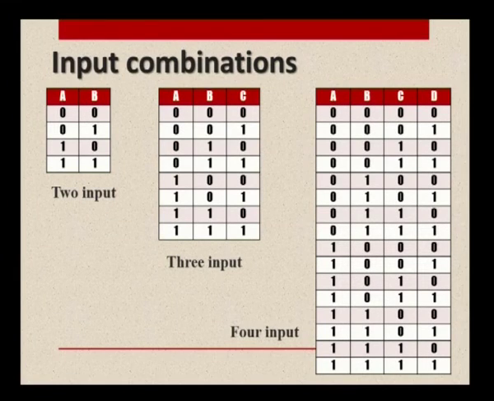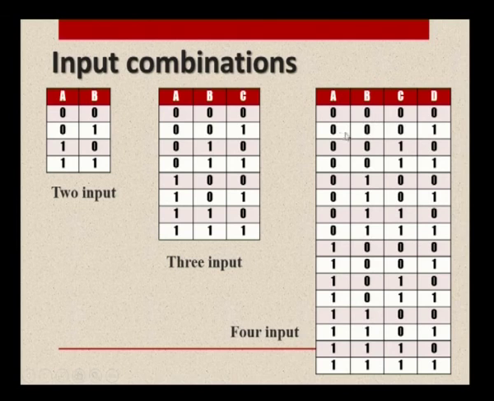For 2 inputs, only 4 combinations are possible. For 3 inputs, the combination becomes 8, and for 4 inputs the combination becomes 16, and so on. Let us have a look at the combinational possibilities for the inputs which I have just mentioned. See, these are the input combinations. For 2 inputs, for A and B, it is 0 0, 0 1, 1 0, 1 1. So, these are the 4 possible combinations. For 3 inputs, 8 combinations are possible, and for 4 inputs there are 16 combinations possible.